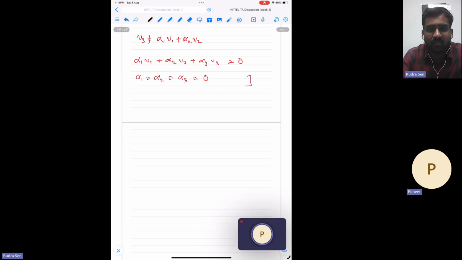When I say that I'm checking the controllability of a system, I'm checking whether there exists any control input which transfers the system state from x0 to x1 in finite time. Is it possible? This is basically controllability.